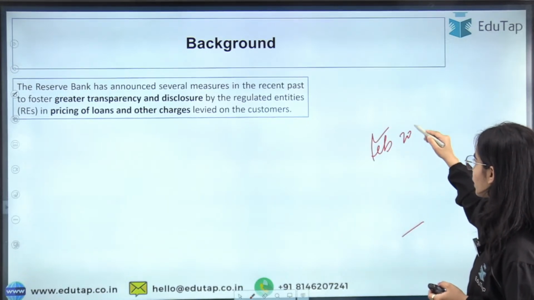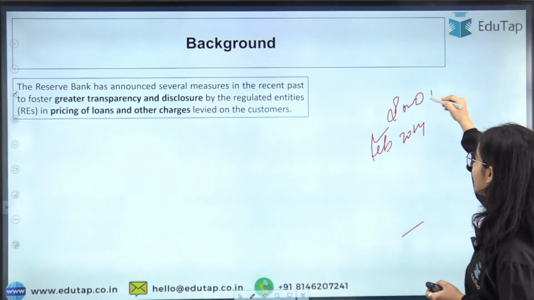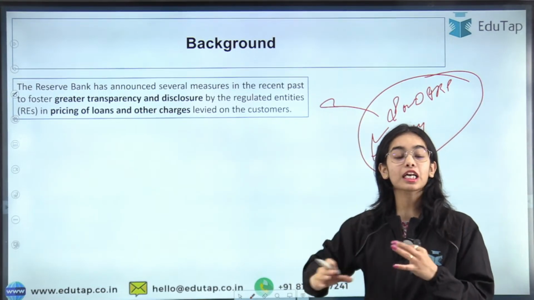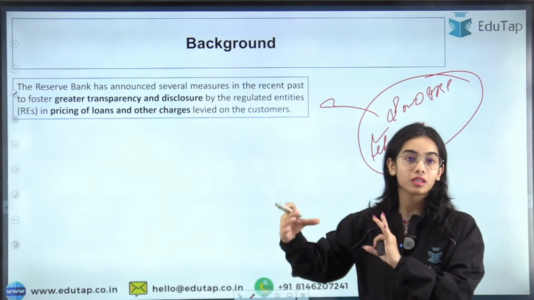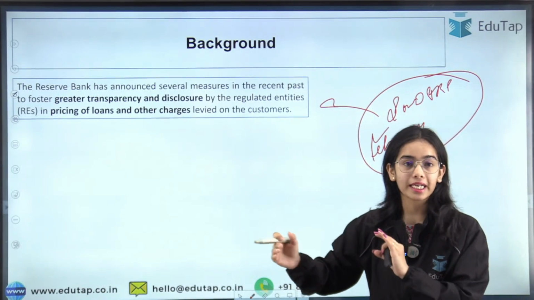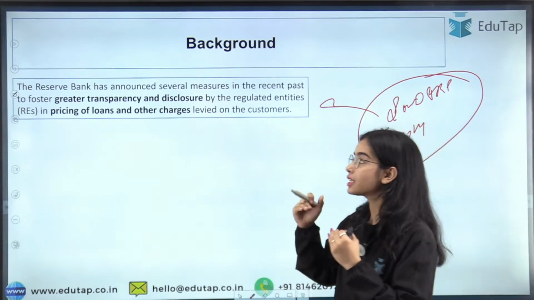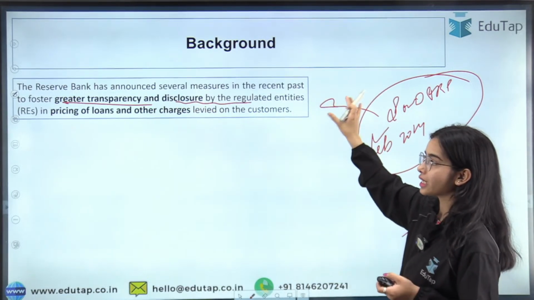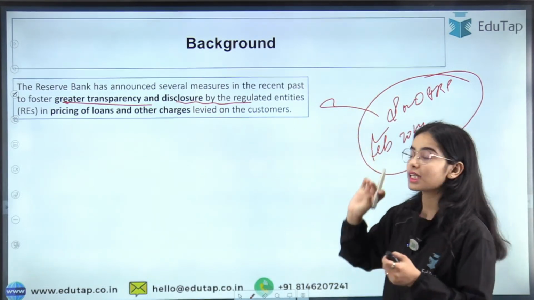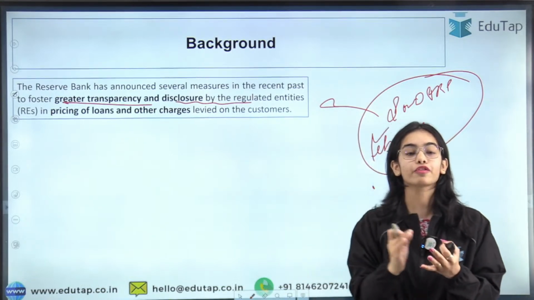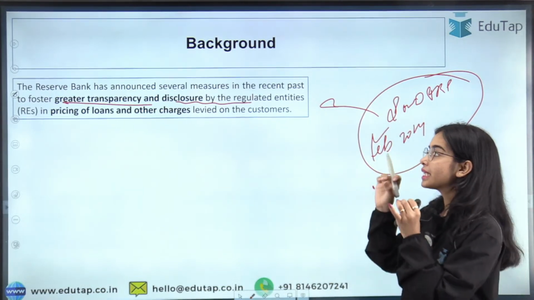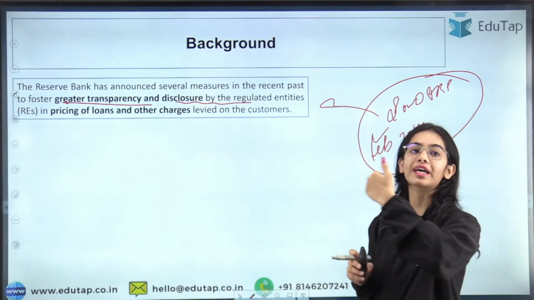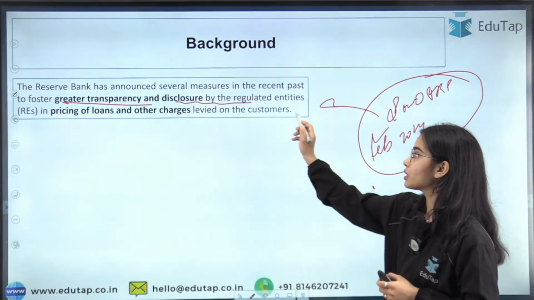In February 2024, in the Statement on Developmental and Regulatory Policies document, the Reserve Bank of India said that RBI is continuously undertaking different steps to enhance greater transparency and disclosure by the regulated entities in the pricing of loans and other charges, so that greater transparency is provided by the regulated entities when they are providing loans to customers.